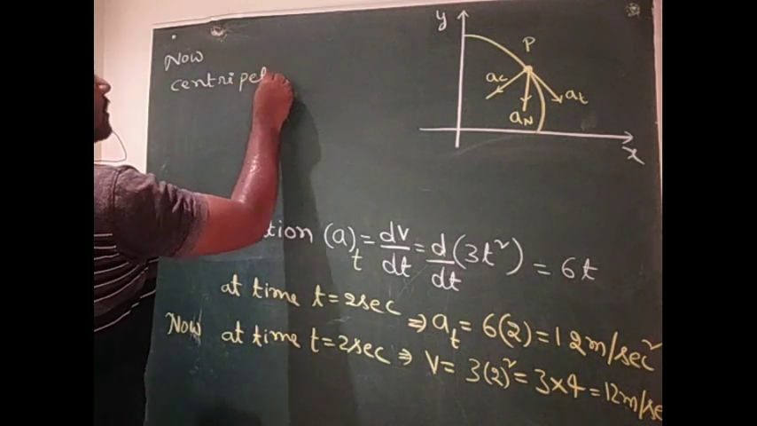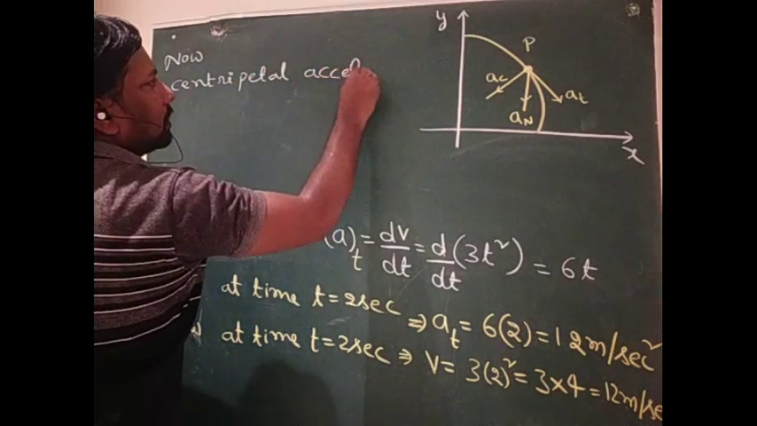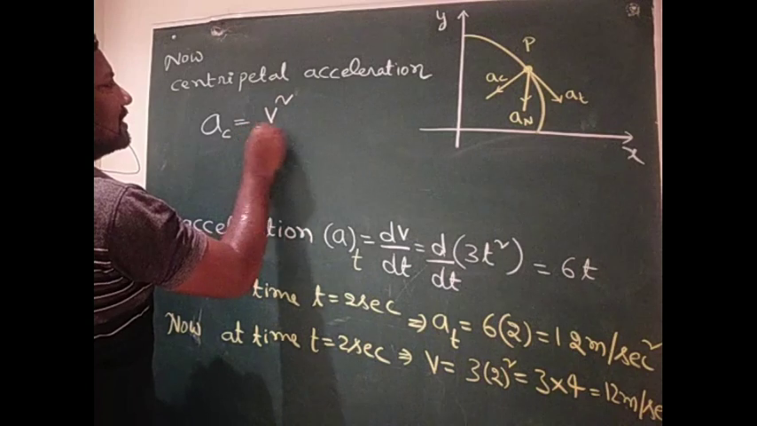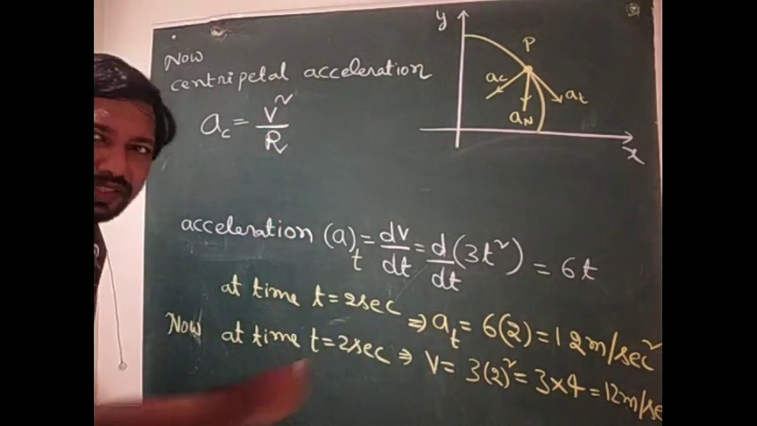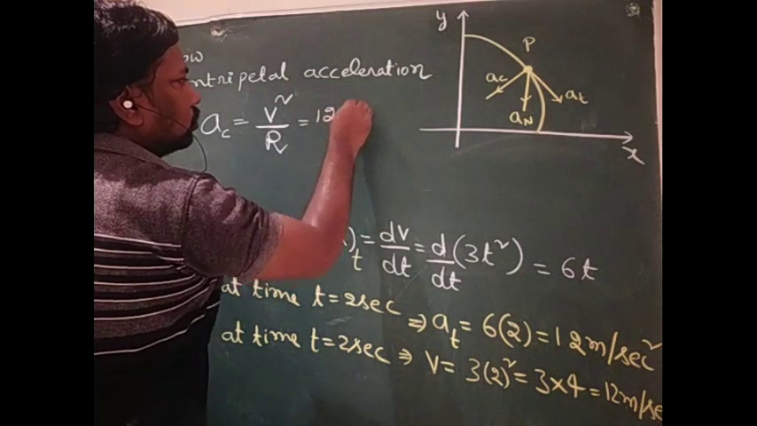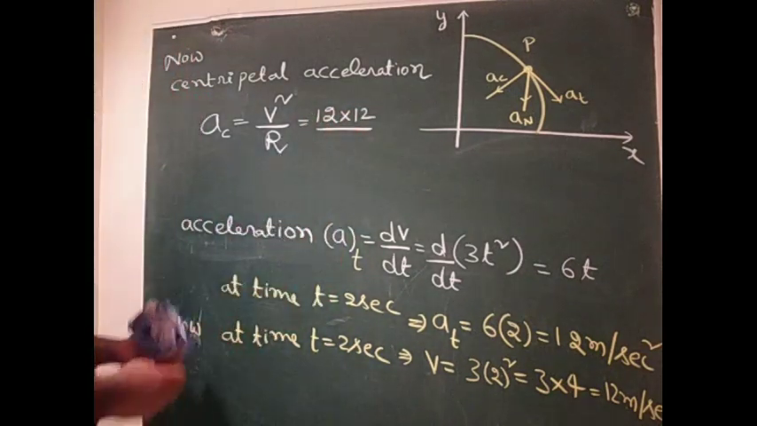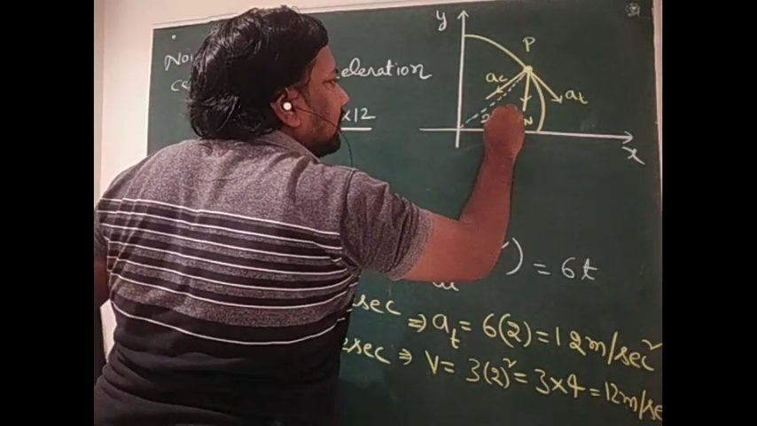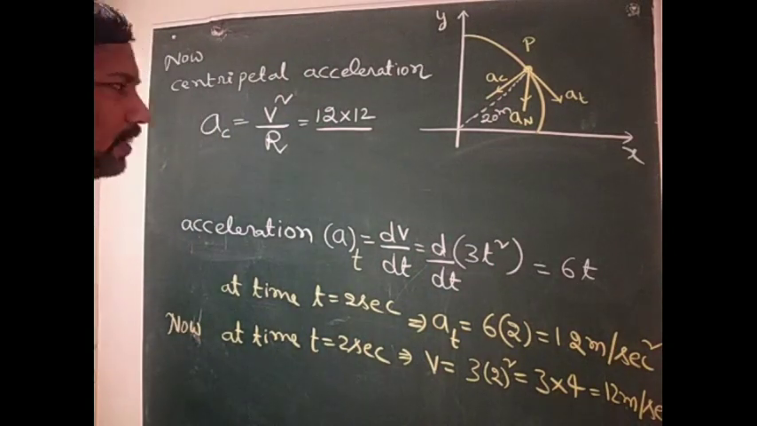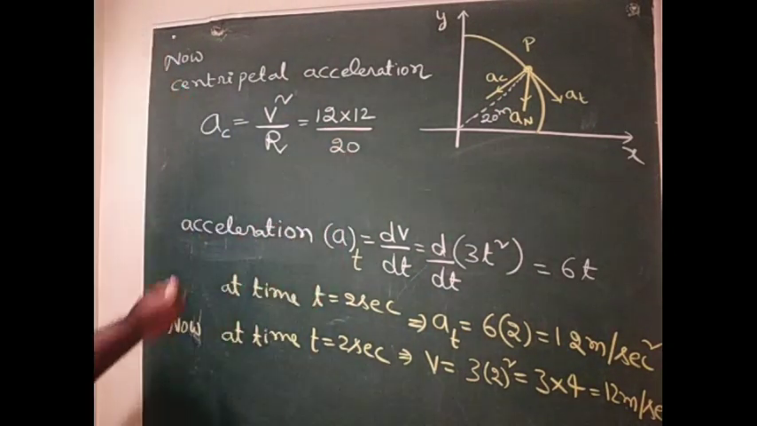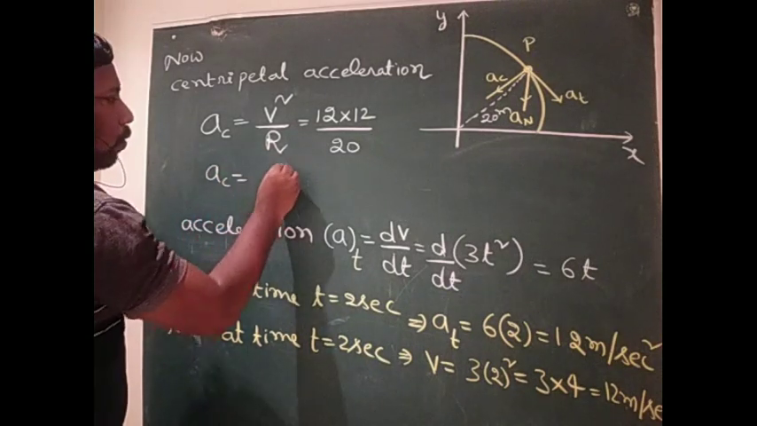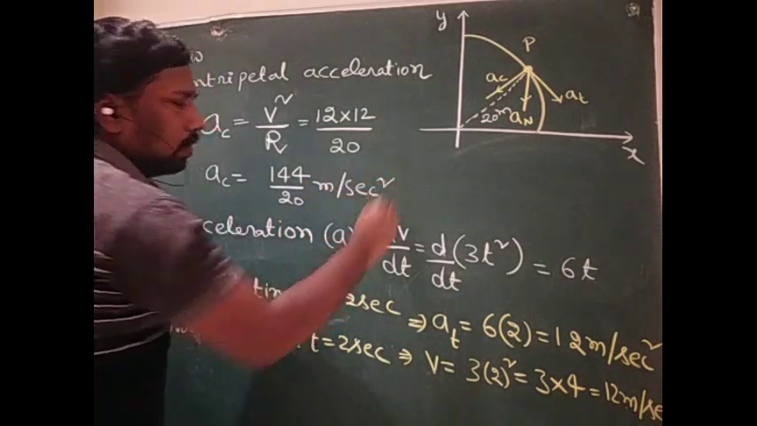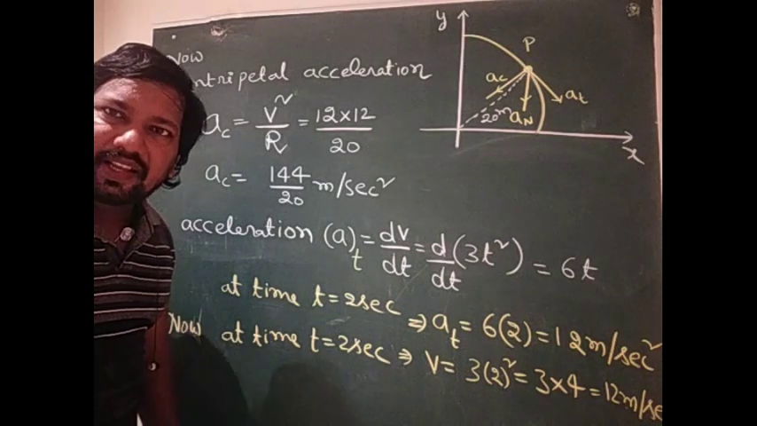Centripetal acceleration AC equal to v square by r. So here v is 12. So 12 into 12, but here r means this is the radius. The radius is 20 meters. So therefore AC equal to 144 by 20 meter per second square. So now we can find out the net acceleration.